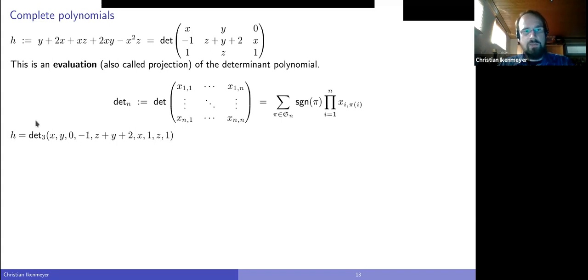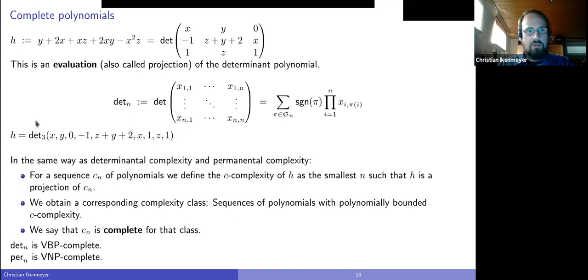So it's a different way of thinking about this, but it allows you to define a lot of complexity classes and also define what is completeness of polynomials. So in exactly the same way as for determinantal complexity and for permanental complexity, we can define for some sequence of polynomials the C complexity, not just determinantal or permanental complexity. You can do this for all sequences of polynomials. So the complexity of some polynomial H is just the smallest n such that H is a projection of Cn.